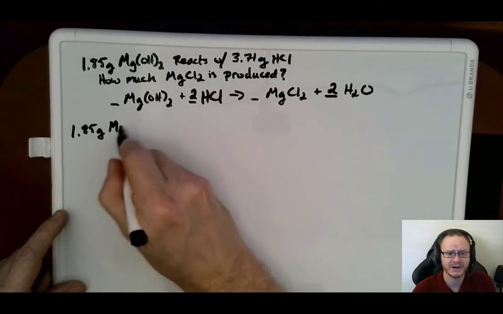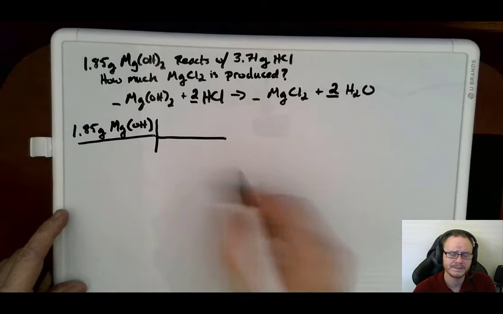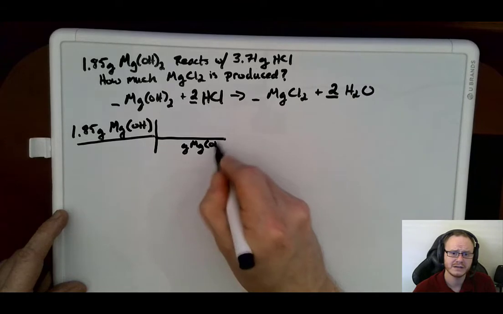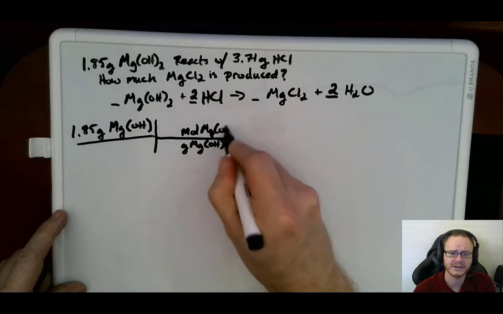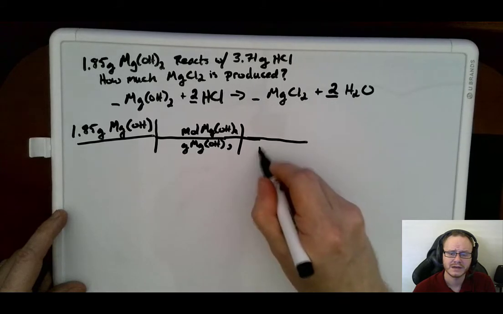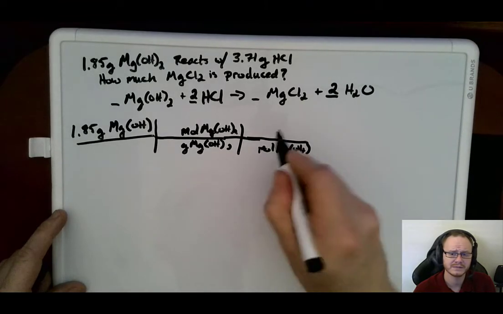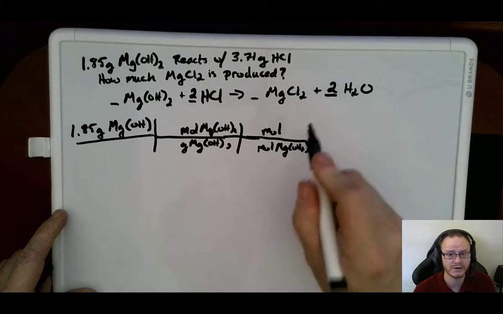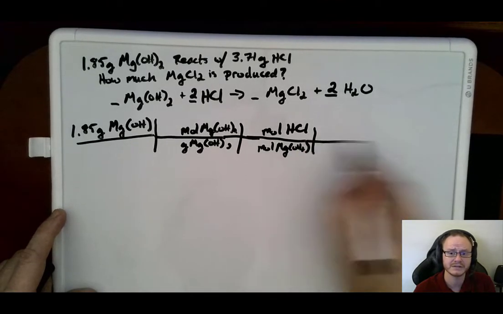1.85 grams of magnesium hydroxide. I set up my dimensional analysis box. I'll cancel grams of magnesium hydroxide, and then I want to convert to moles of magnesium hydroxide. In the next box, I'll cancel moles of magnesium hydroxide, and I'll convert that into moles of the reactant we're looking for, which is hydrochloric acid. Remember, we're not going to go to the product just yet. We don't know which one's going to run out.